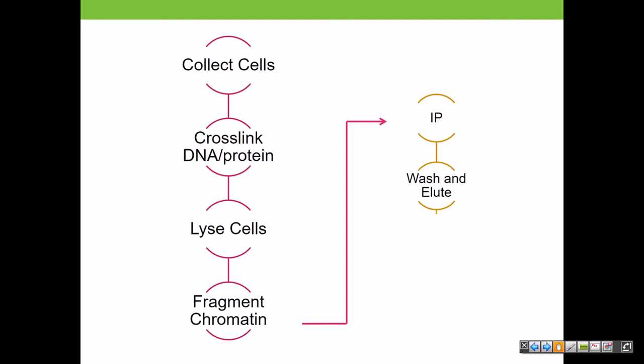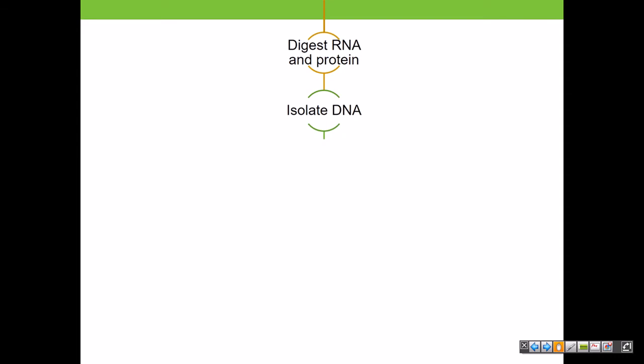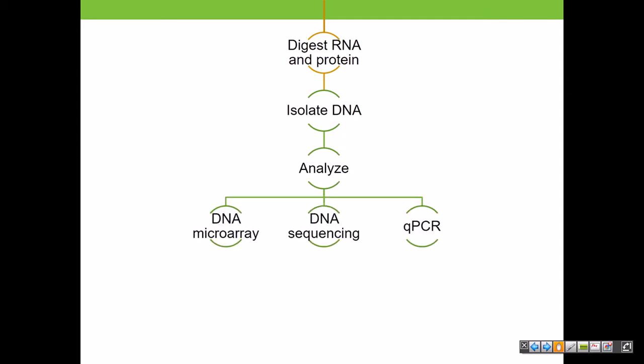And then following this, now you have your protein and DNA bound to the beads. We'll talk about how. You're going to wash and selectively elute things that are bound to the column, then reverse the crosslinks, disconnecting your protein from your DNA. Then you're going to digest any RNA or proteins that you have remaining, then isolate the DNA, and then analyze the DNA. Now, there are a few ways to analyze.